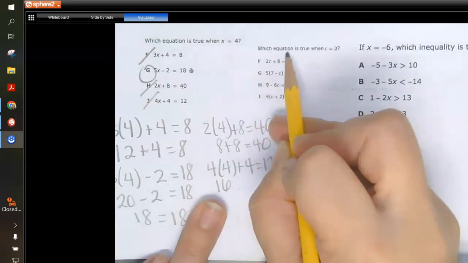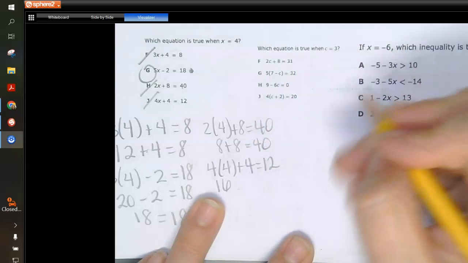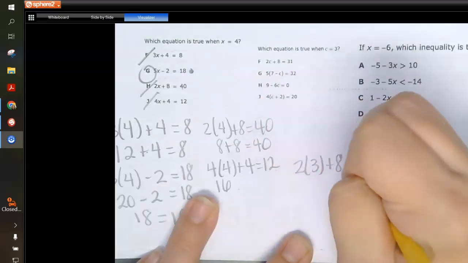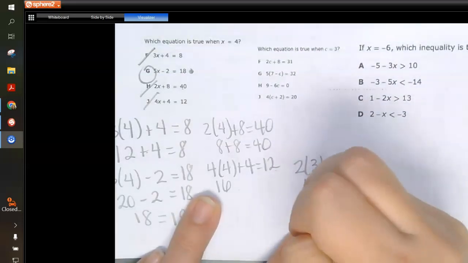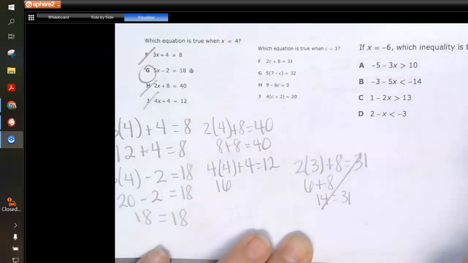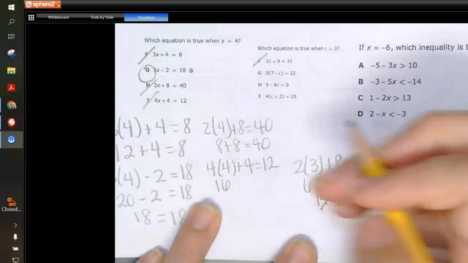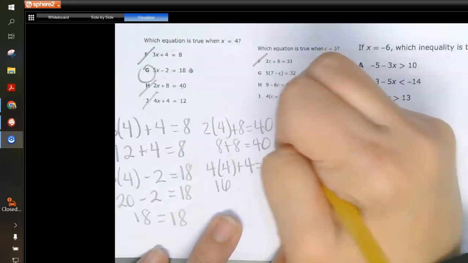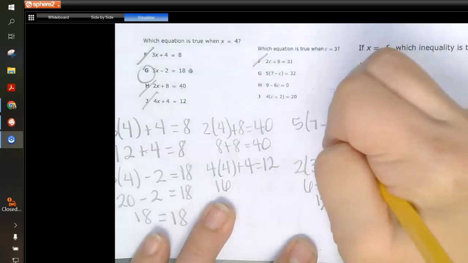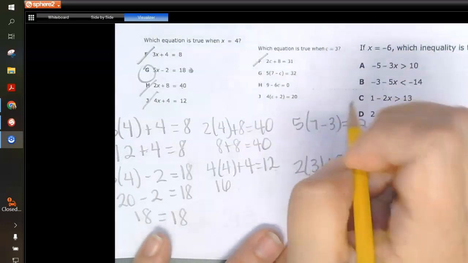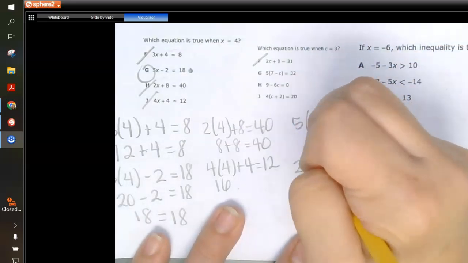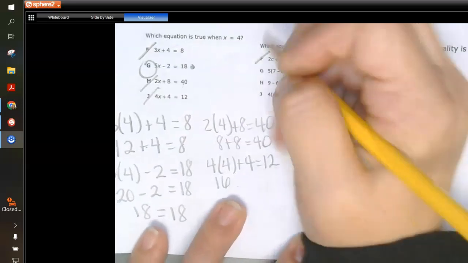So when we have which equation is true when C is equal to 3, so we have 2 times 3 plus 8 is equal to 31. Well, 2 times 3 is 6, and 6 plus 8 is 14. Definitely not 31, so it is not F. So then we have 5 times 7 minus 3 is equal to 32. Or simplify what's in the parentheses first. So 7 minus 3 is 4, times 5 is 20, not 32.